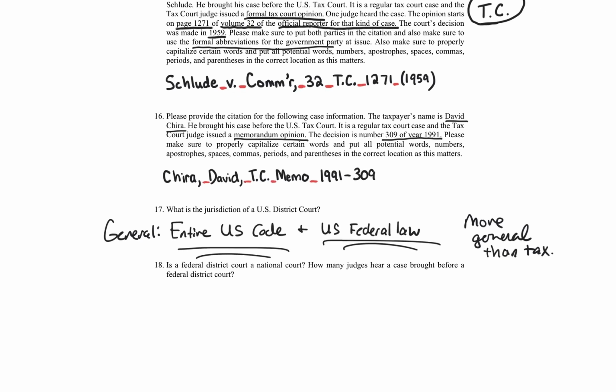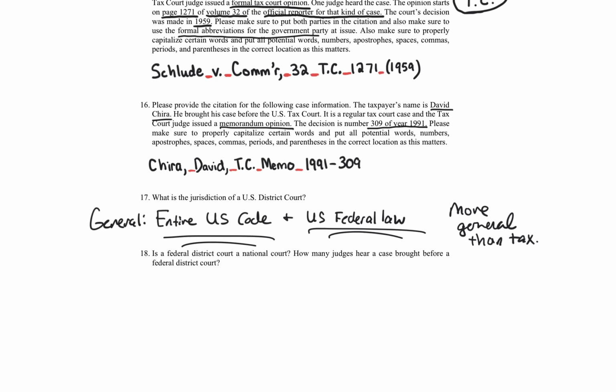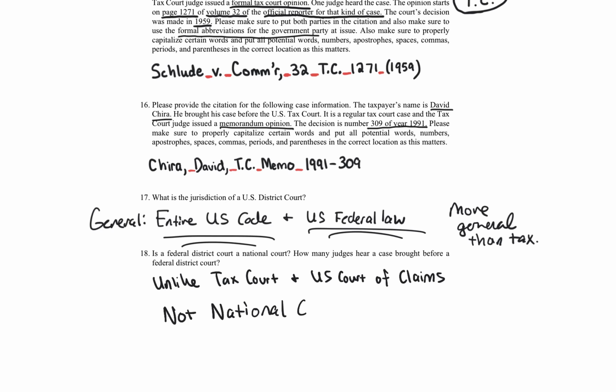Question 18. Is a federal district court a national court? How many judges hear a case brought before a federal district court? So unlike the Tax Court and the U.S. Court of Claims, federal district courts are not national courts, meaning that they don't apply all around nationally. So they're not national courts.